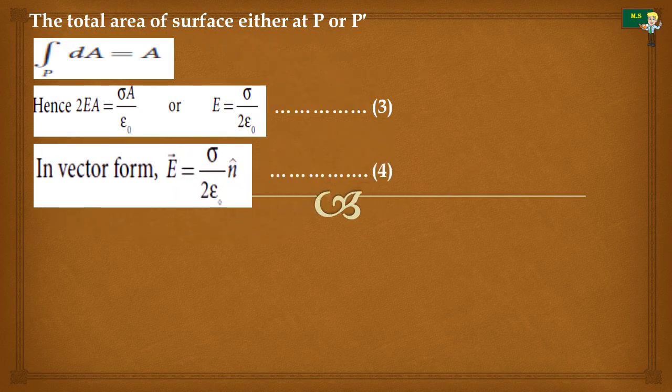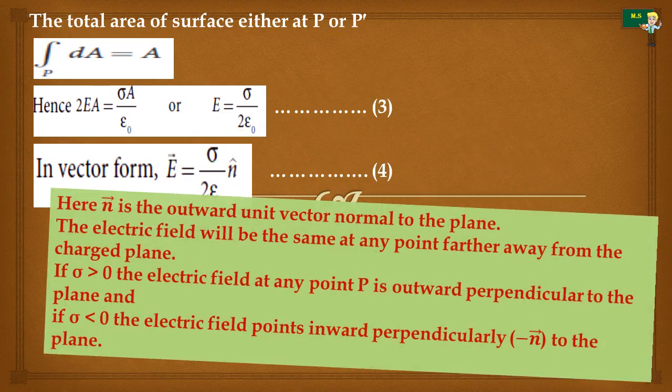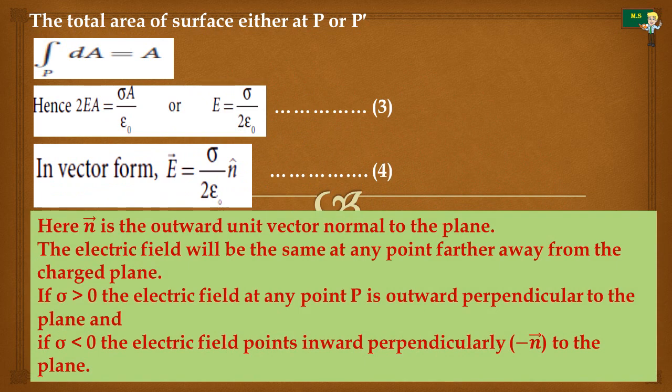In vector form, E vector is equal to sigma by 2ε₀ into n cap. Here, n cap is the outward unit vector normal to the plane. The electric field will be the same at any point, however far away from the charged plane. If sigma is greater than 0, the electric field at any point P is outward, perpendicular to the plane. And if sigma is less than 0, the electric field points inward perpendicularly, that means minus n cap to the plane.